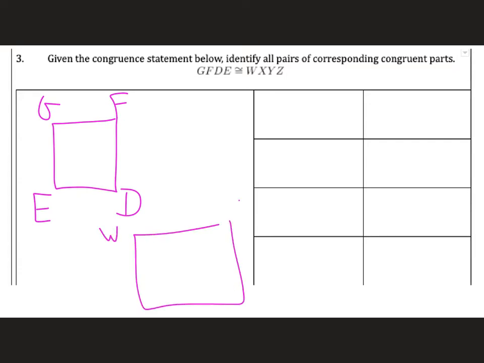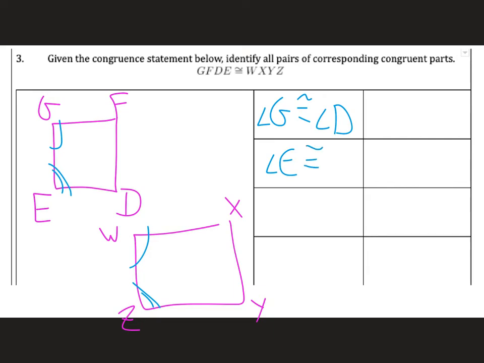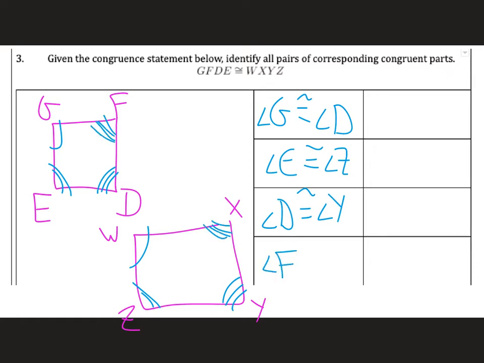And W, X, Y, and Z. So what this is showing me, let's start with angles. G and D match up, so angle G is congruent to angle D. E and Z match up. Angle E is congruent to angle Z. D and Y match up, so angle D is congruent to angle Y. And finally, F and X. So angle F is congruent to angle X.